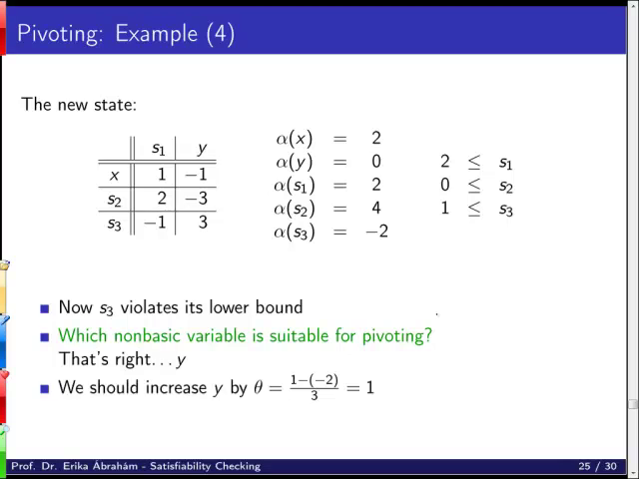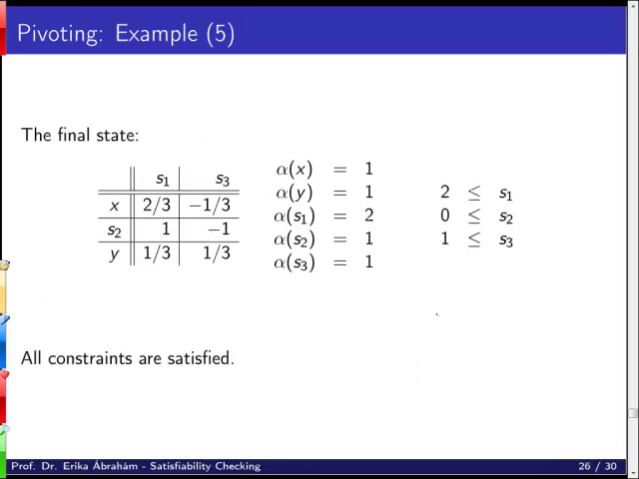And I have to increase the value of S3 by, current value is minus 2, lower bound is 1, so by 3. And the coefficient of y is 3. That means I have to increase the value of y by 1, then the equation holds. And now if I pivot in the same manner with S3 and y, then the resulting tableau will look like this, and the assignment will look like this.